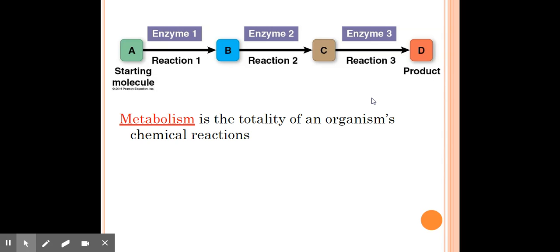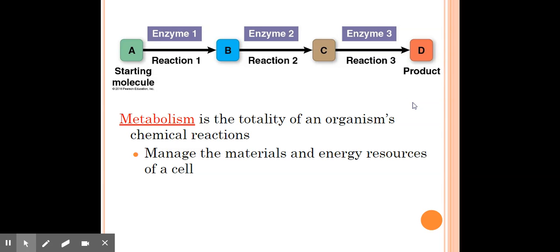What this is getting at is metabolism. It is basically all of an organism's collective chemical reactions that take place internally. The summation of all of these chemical reactions we refer to as a person's metabolism. This in part is going to manage the materials as well as energy resources in a given cell. Obviously different cells are going to do different chemical reactions, so you might need different sets of things for different types of cells. Liver cells versus heart cells versus kidney cells, and so on and so forth.